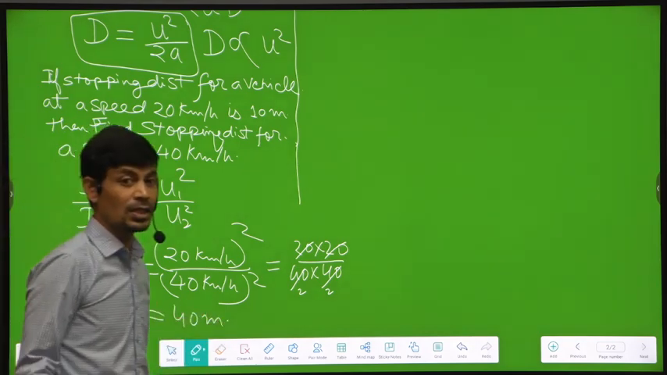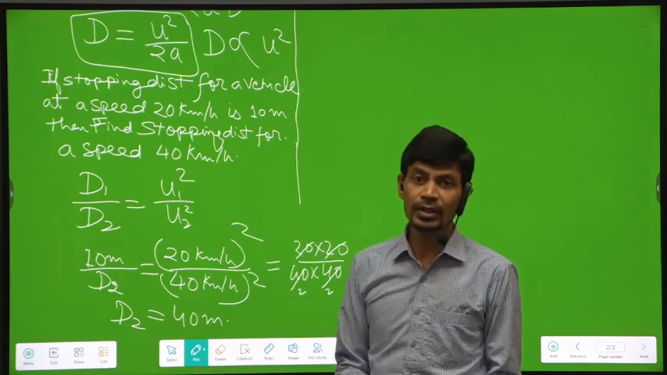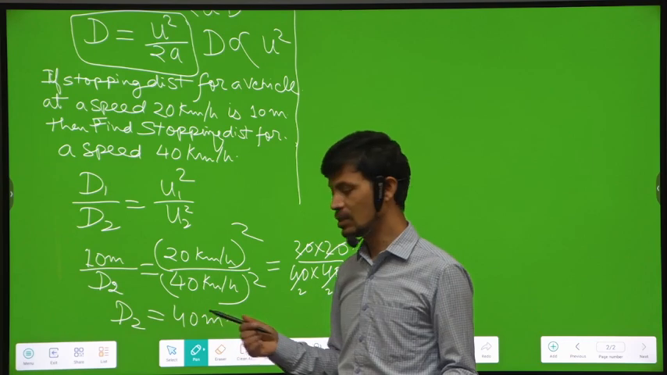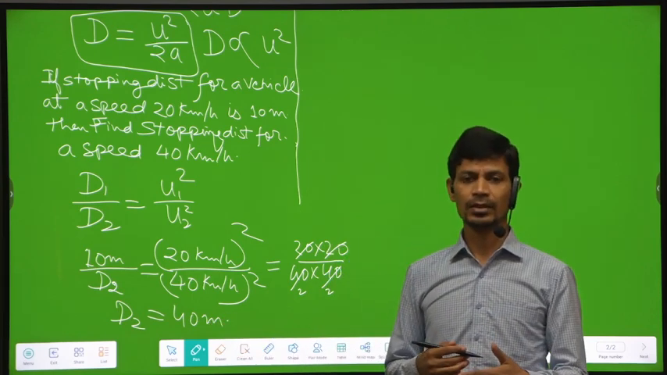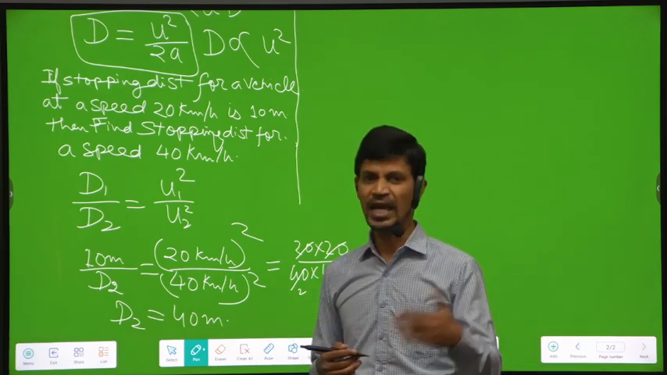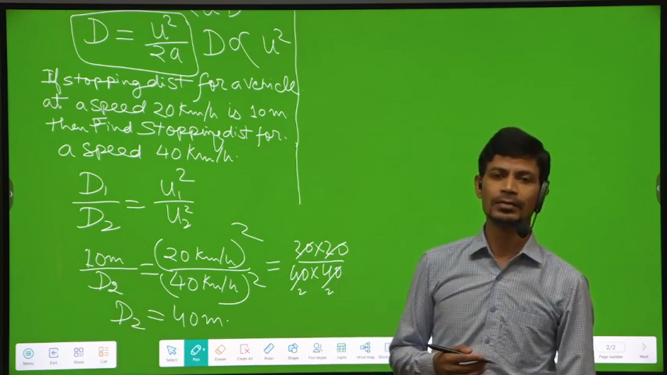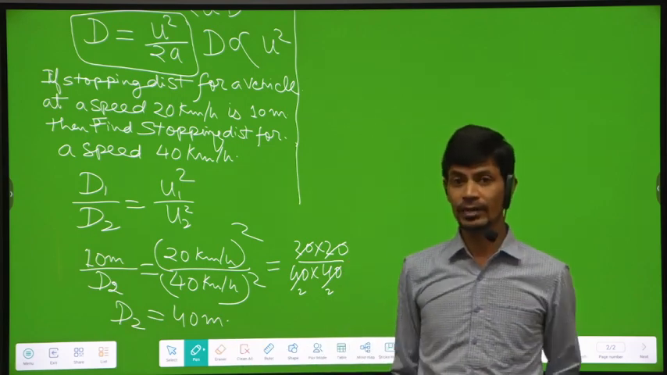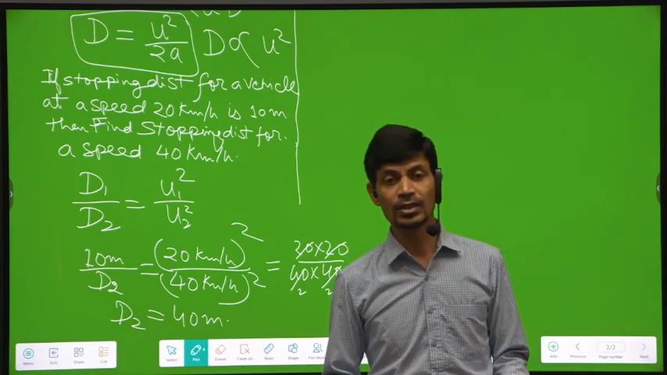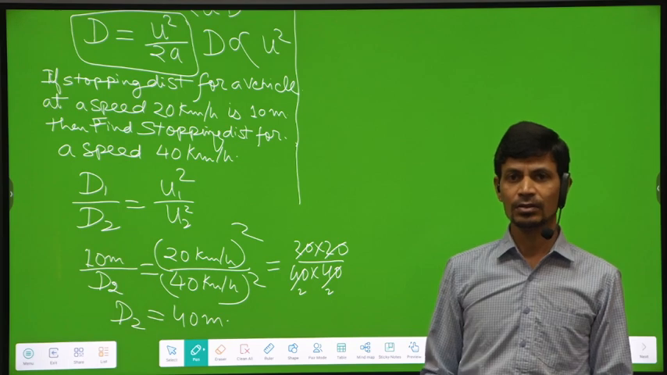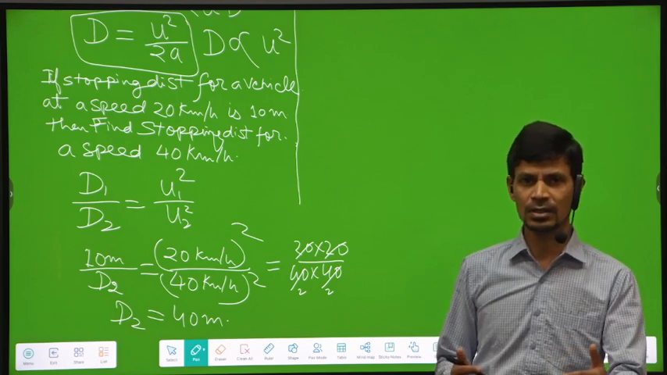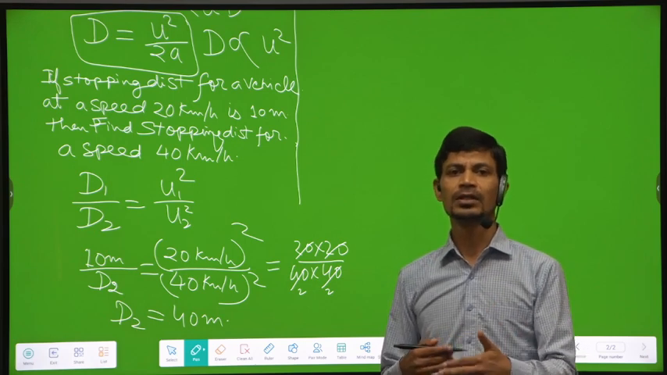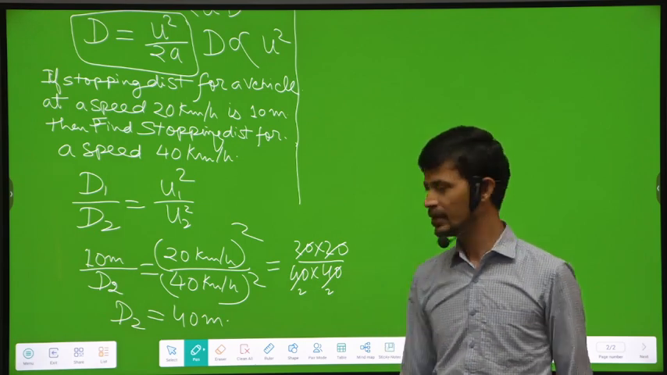So you can see if you double the speed, you have to be very conscious that the safer distance, the gap between you and the vehicle ahead of you, should be increased 4 times, and if you triple the speed it will be 9 times. That is why there is always a safer distance for a particular speed.